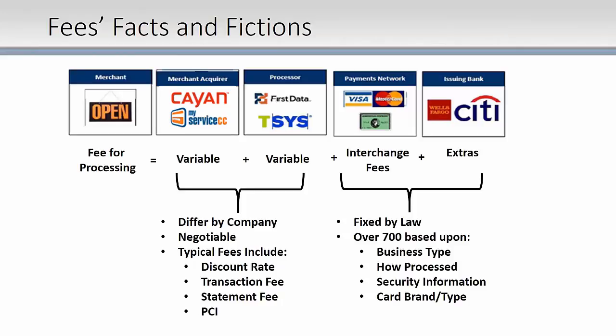The bank fees are of two types: the card company processing fees and the issuing bank's extras, together called interchange fees. Somebody has to pay for those specialty cards that are providing free airline miles and cash back. In part, it's you. There are over 700 interchange rates based upon business type, how the card is processed, what security information is provided, and the card issuer's extras.